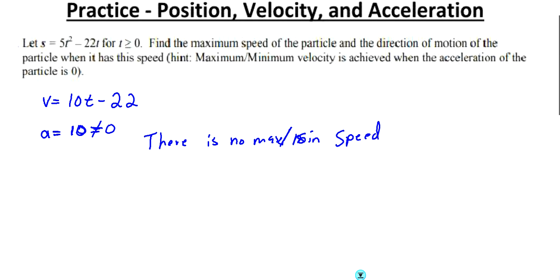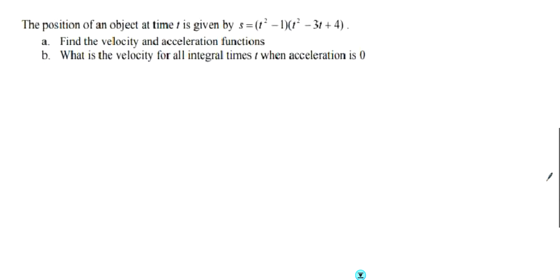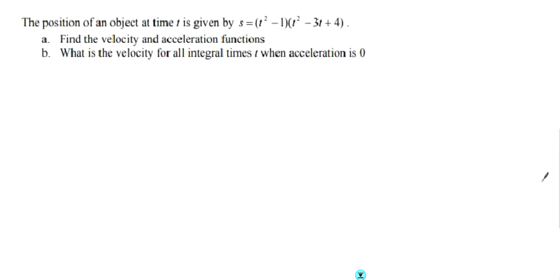Okay, so the next question. The position of an object at time t is given by the equation s. Find the velocity and acceleration functions. And what is the velocity for all integral times t when the acceleration is 0? Very similar to the last problem. This time, part A is to find the derivative, which is velocity.